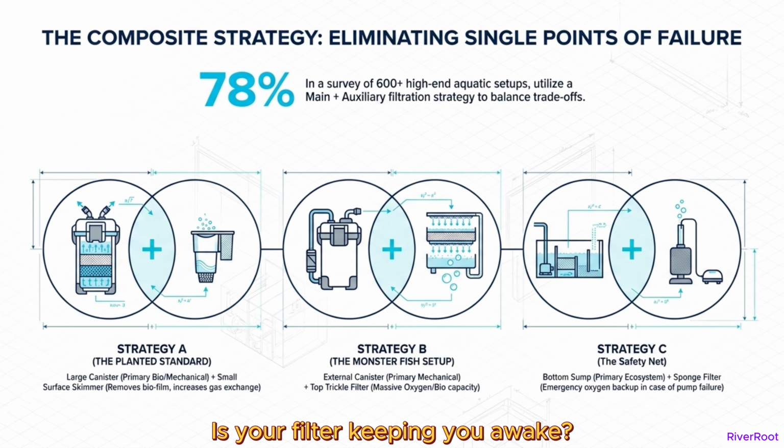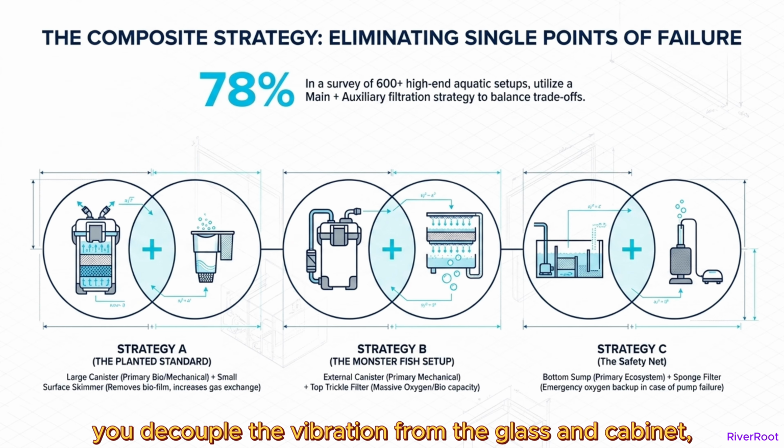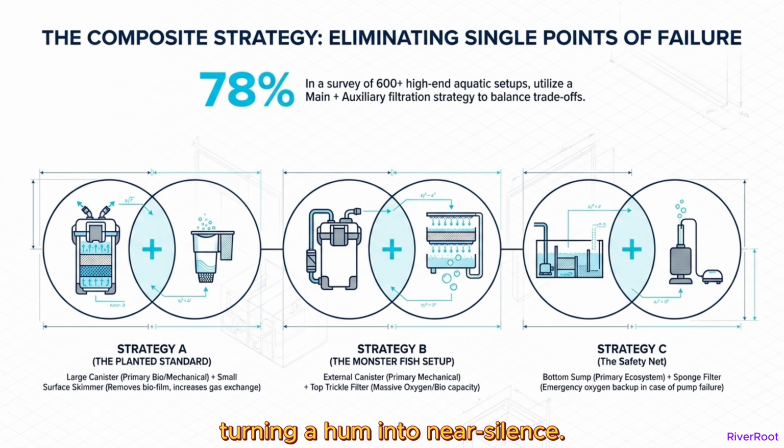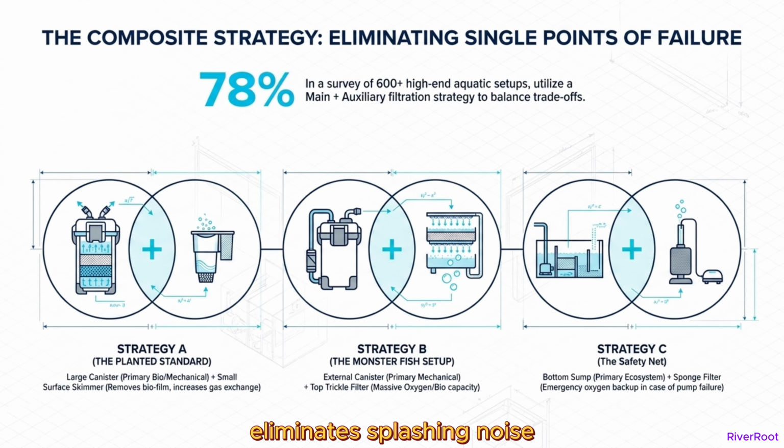Is your filter keeping you awake? 70% of noise comes from pump vibration. By isolating the pump with a 2 cm high-density sponge, you decouple the vibration from the glass and cabinet, turning a hum into near silence. Additionally, using underwater returns with 45-degree cuts eliminates splashing noise while maintaining water circulation.